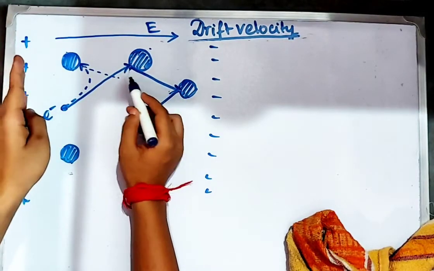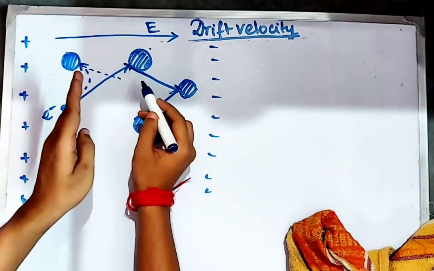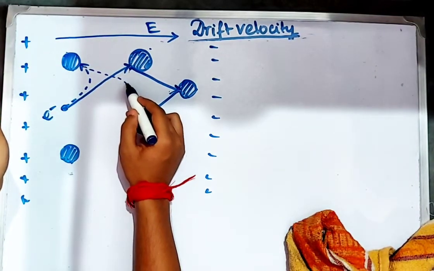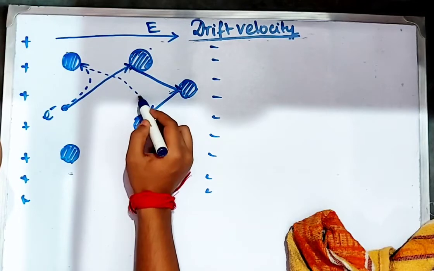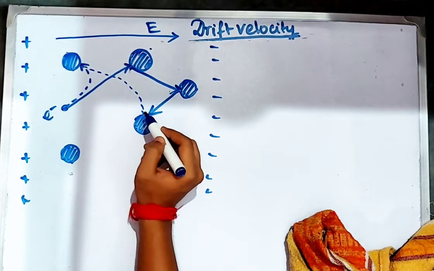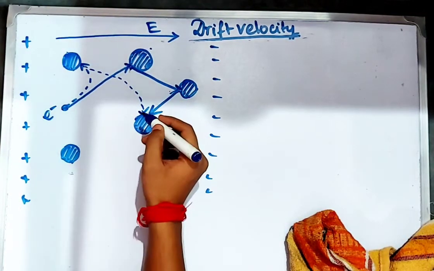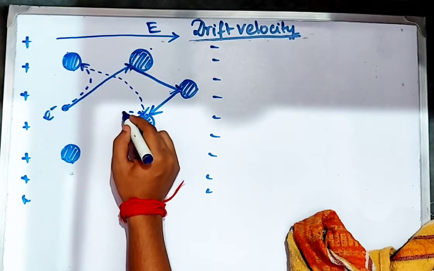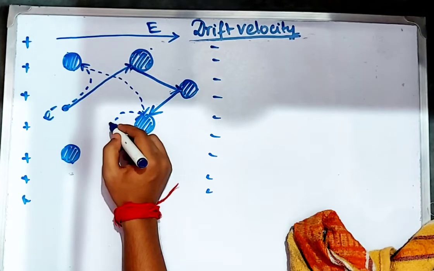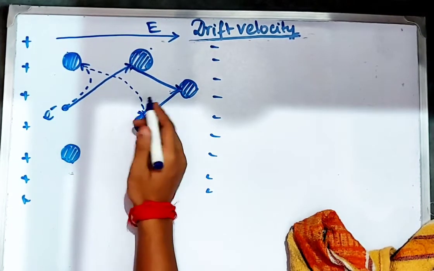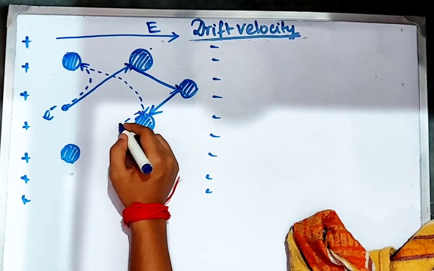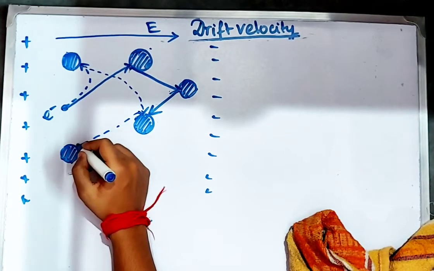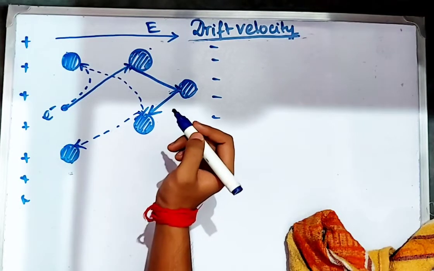Now again it will be pulled back towards the left side. So it will not again collide with this atom, it will collide with this atom. And again, suppose it is going here, suppose it is moving in this direction, it will be pulled again and it will collide with this atom.